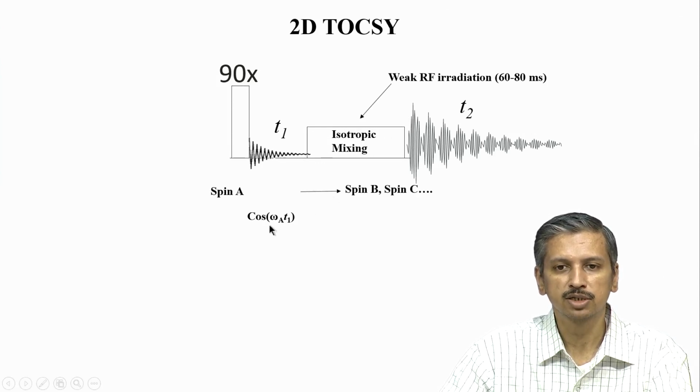So, now we apply this, and what happens is the magnetization on A is transferred to B, C, D and so on, as far as possible, by this isotropic mixing. But what is the condition, how long can it be transferred? It depends on the coupling between A to B, B to C, C to D and so on.